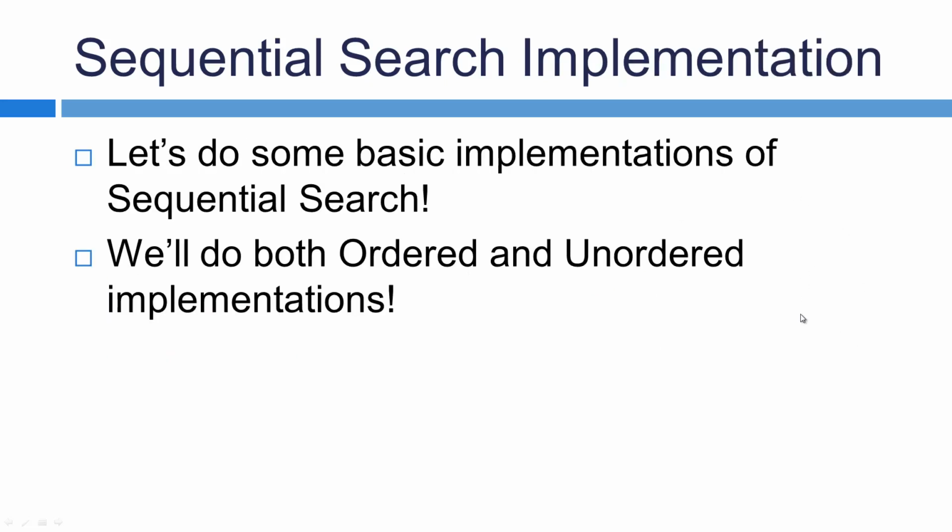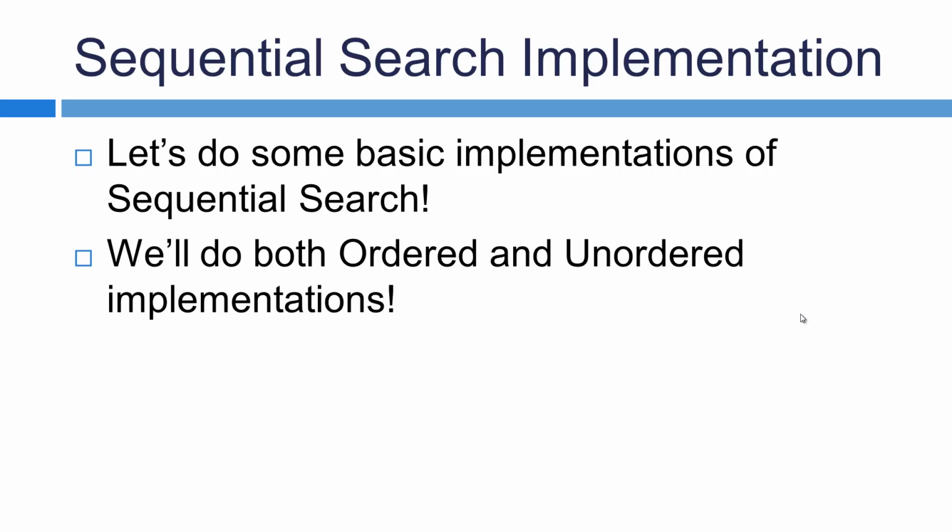So what we're going to do is some basic implementations of a sequential search, and we'll do both ordered and unordered implementations. So we have an implementation for accepting an ordered array and an implementation for accepting unordered arrays. And we'll see how those differ.